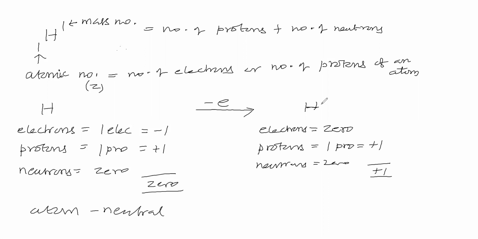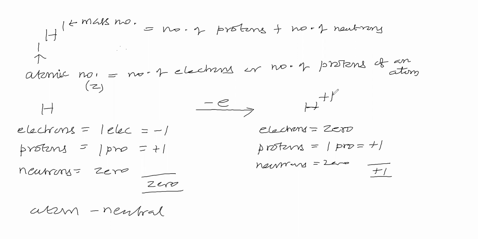So this total charge we will give here. If an atom loses 1 electron, it gets a +1 charge. The hydrogen atom loses 1 electron, so it gets a positive charge. It is getting +1 charge.